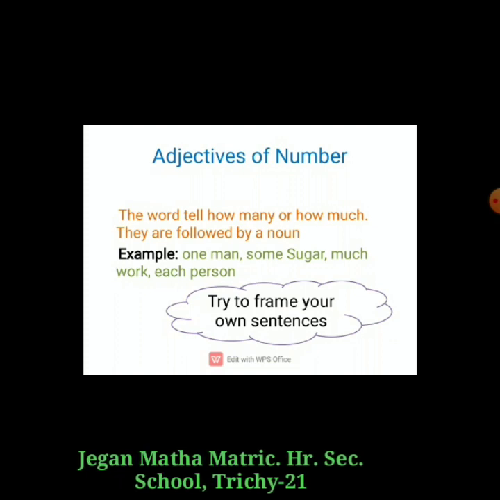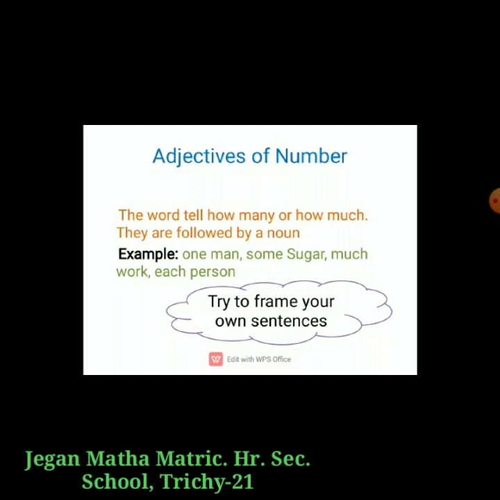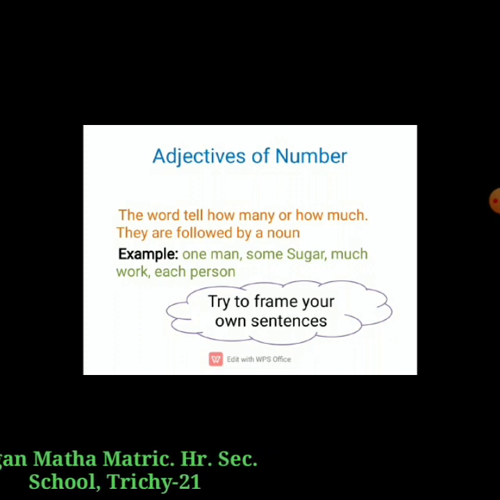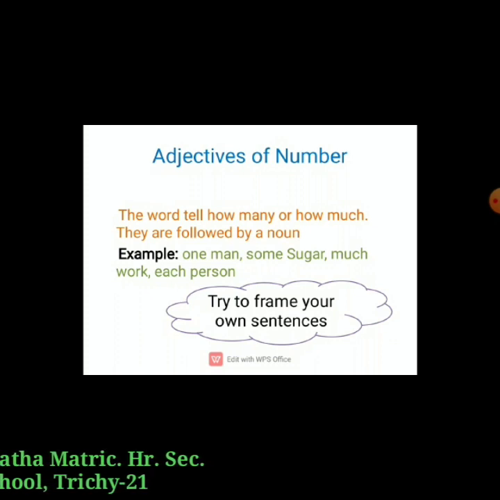Indefinite numeral adjectives: few, some, several. For example, I have some rice, some pens. We can't count that. It's not an exact number, so we use it as an indefinite numeral adjective. So adjective of number has definite numeral adjective and indefinite numeral adjective. Here the words tell how many or how much.